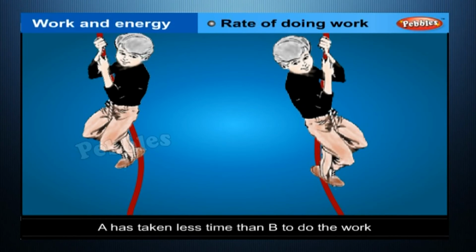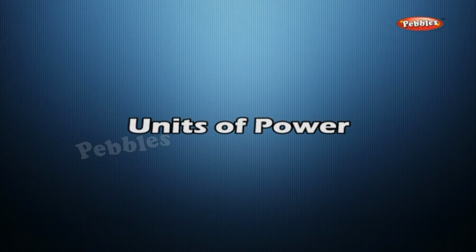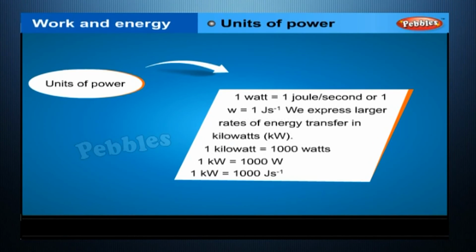Who has done more work in a given time, say 1 second? Power is equal to work divided by time, or P = W/t. Units of power are shown below.